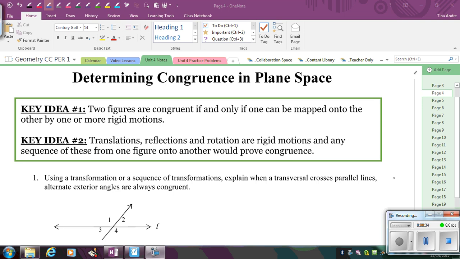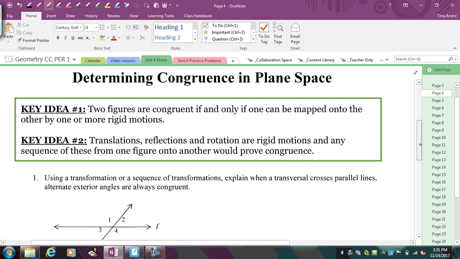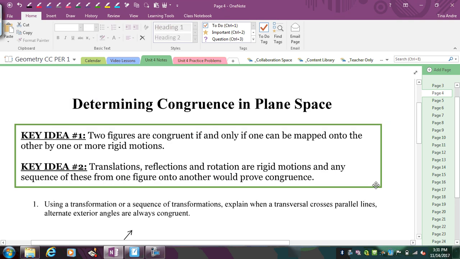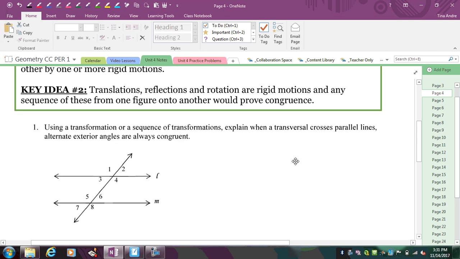So if we look at this first example, notice we're not on a grid anymore or on a graph, but we're still going to use the same idea. We're trying to figure out how I can get from one figure to the other using one or more rigid motions. In this example, we want to use a transformation or sequence of transformations to explain, when a transversal crosses parallel lines, so we're going to assume that these are parallel, that alternate exterior angles are always congruent. So how could we map one angle onto the other?